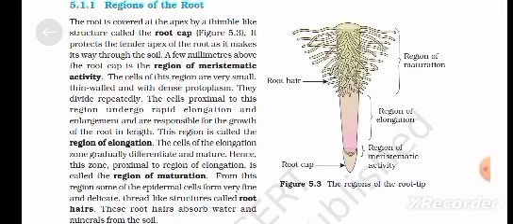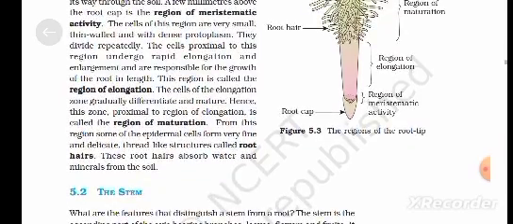This region is also called the region of elongation. The cells of the elongation zone gradually differentiate and mature. Hence, this zone proximal to the region of elongation is called the region of maturation. From this region, some epidermal cells form very fine and delicate thread-like structures called root hairs. These root hairs absorb water and minerals from the soil.